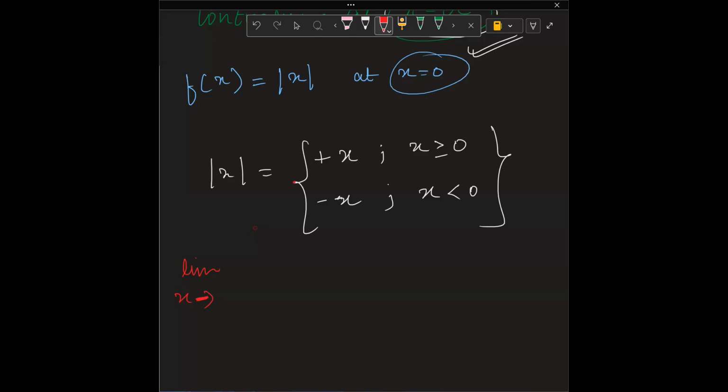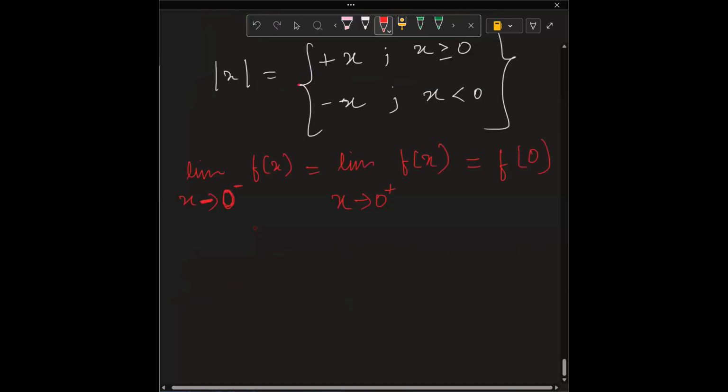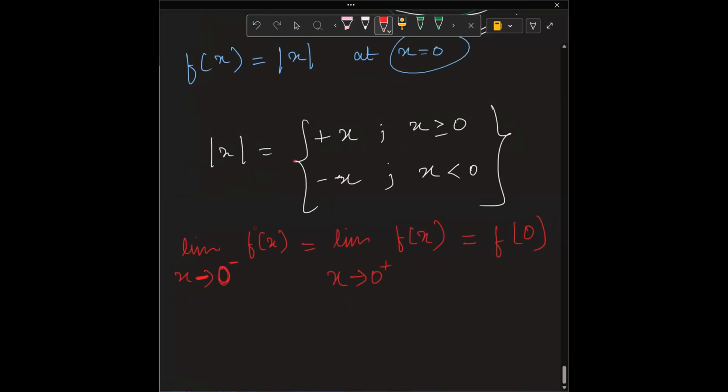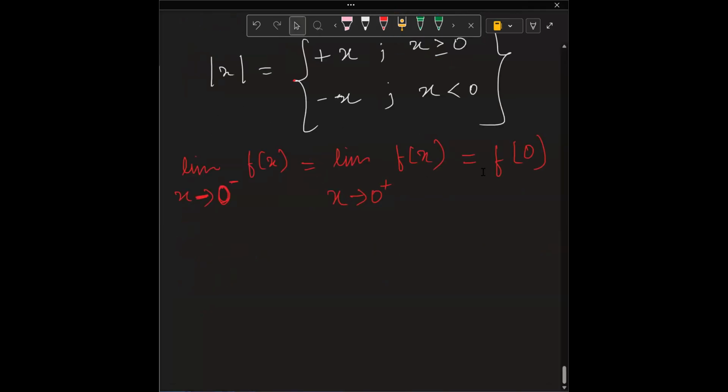So here your x is tending to what? Zero. And if this is LHL, so this is the limit x tending to 0 minus f(x), and limit x tending to 0 plus f(x), and that should be equal to f at that x, that is 0. So if you want to prove the continuity of this modulus function, modulus of x, then you have to prove this result.